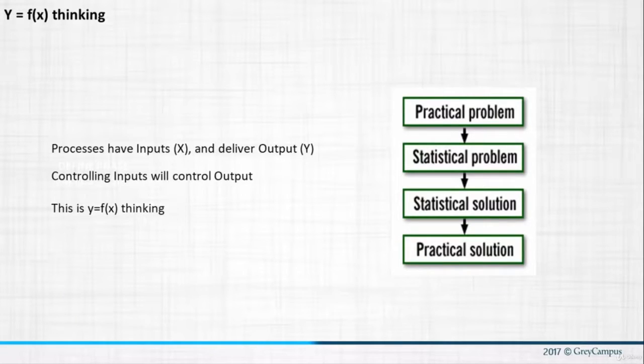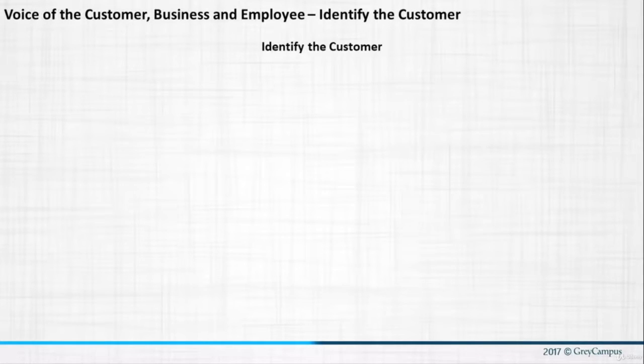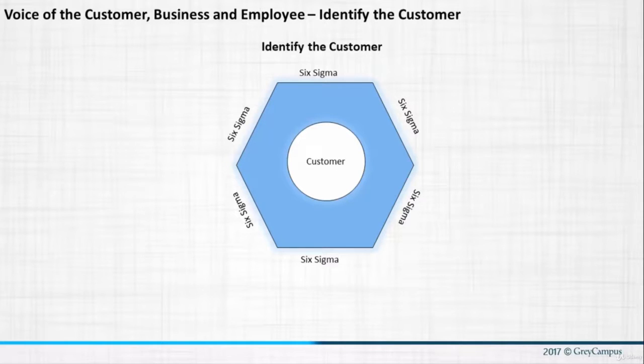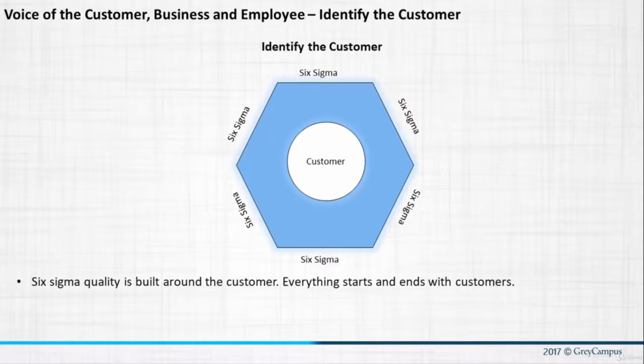We start with practical problems. In Six Sigma, we turn those into data, which is a statistical problem. We analyze that data, come up with a statistical solution, and then implement a practical solution. Six Sigma always focuses on the customer. The customer is the driving force of any Six Sigma project.